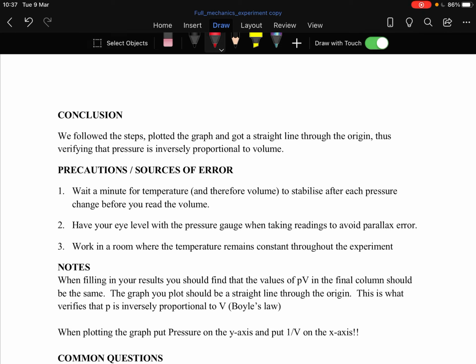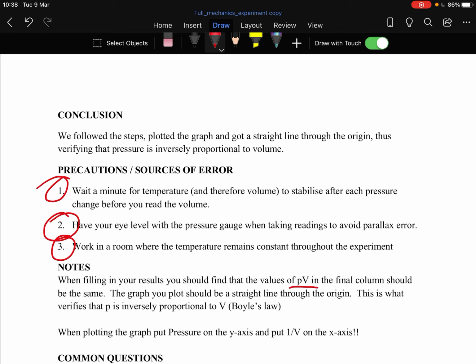Now, key things here. Precautions: wait a minute for the temperature and therefore the volume to stabilize after changing the pressure, because when you change the pressure, the temperature changes and that affects your results. Have your eye level with the pressure gauge when taking readings to avoid parallax error. And work in a room where the temperature remains constant. That's fairly easy enough in the classroom, okay?